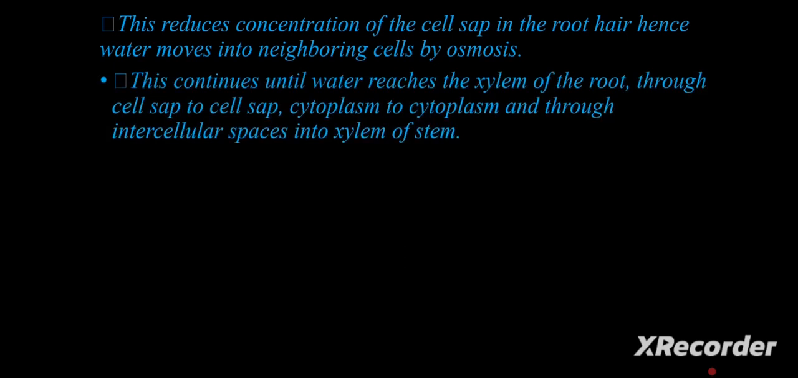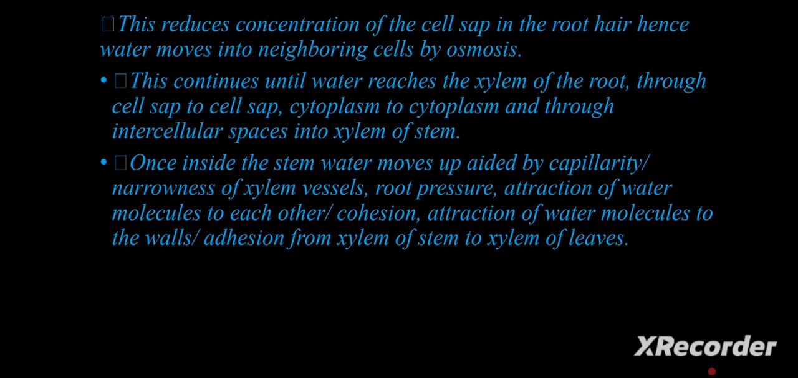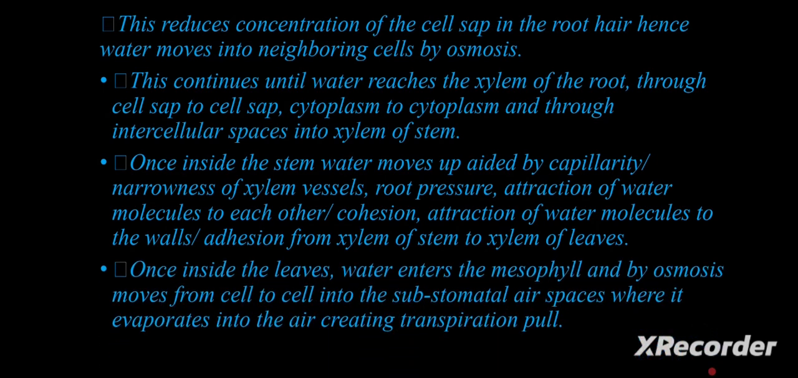The moment water reaches the cell sap of the root hair cell, it lowers its concentration, as water moves to the neighboring cells by osmosis. Remember, we highlighted cells like the cortex, the pericycle, and the endodermis, until water reaches the center of the root, where we have xylem and of course phloem. Once inside the stem, water moves up by forces. The forces include capillarity, root pressure, cohesion, adhesion, and of course transpiration pull, among other forces which we are going to discuss.